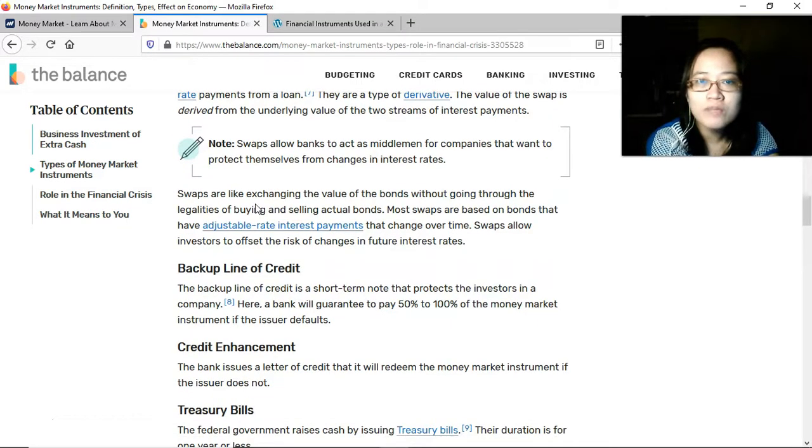Okay? Swaps are like exchanging the value of the bonds without going through the legalities of buying and selling actual bonds. Most swaps are based on bonds that have adjustable rate interest payments that change over time. Swaps allow investors to offset the risk of changes in future interest rates.